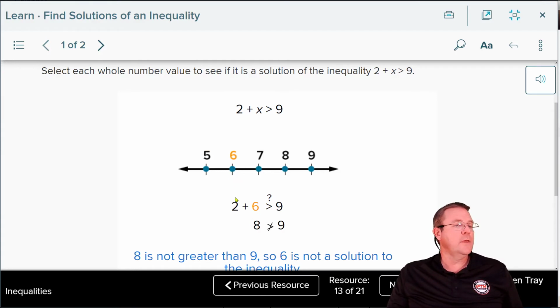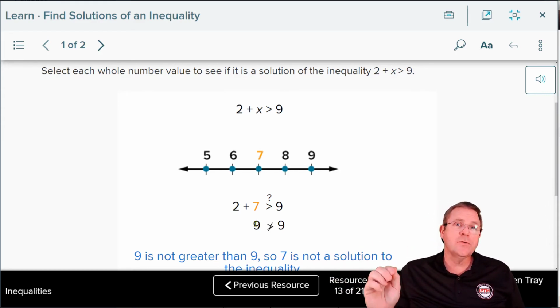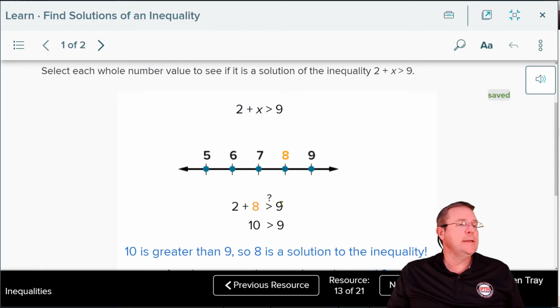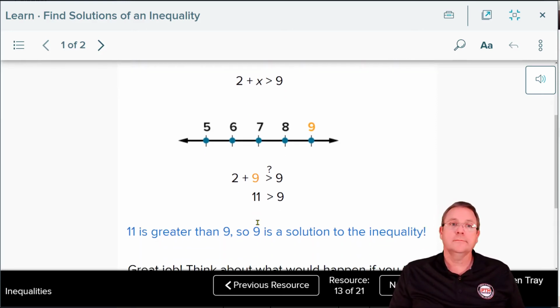If I select the 6, 2 plus 6 is 8. 8 is not greater than 9. How about 7? If I click 7, 2 plus 7 is 9, and while 9 does equal 9, it's still not greater than 9, and this is not an "or equal to" statement, so it can't work. But when we get to 8, we have 2 plus 8 is 10. 10 is greater than 9, making 8 a valid answer. 9 plus 2 is 11, making 9 a valid answer as well.